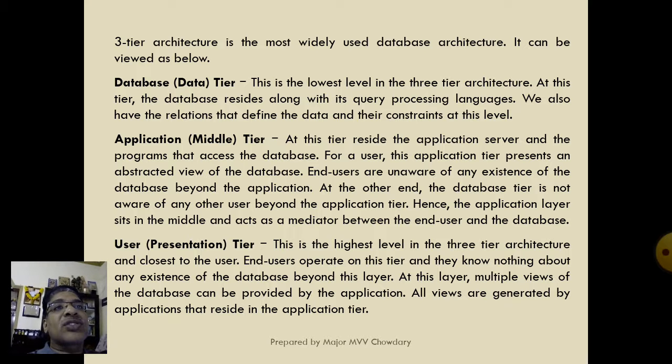End users have no idea about the existence of the database beyond the application server. The database also has no idea about any other user beyond the application. The application on the client end interacts with an application server which further communicates with the database system. This is the overview of the three-tier architecture.